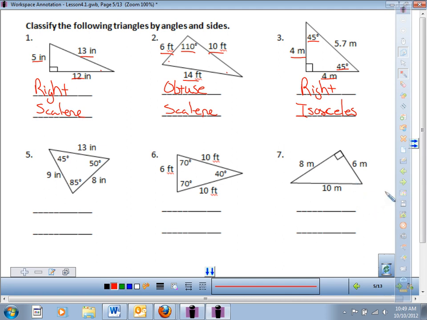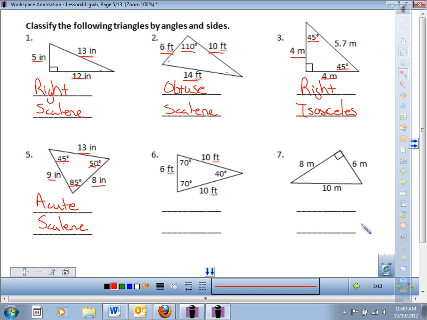Now I'm going to jump over 4. I'll come back to it here in a second, but I'm going to go to number 5. Okay. Let's look at our angles. Again, we're going to classify by angles first. That's the way I normally do it. We go 45, 50, 85. Acute, acute, acute. There's no right. There's no obtuse. There's not all equal. So this guy would be acute. Now let's look at how many sides we have here that are equal. We have 9, 8, and 13. Do you have any sides that are equal? No. So this would be acute scalene.